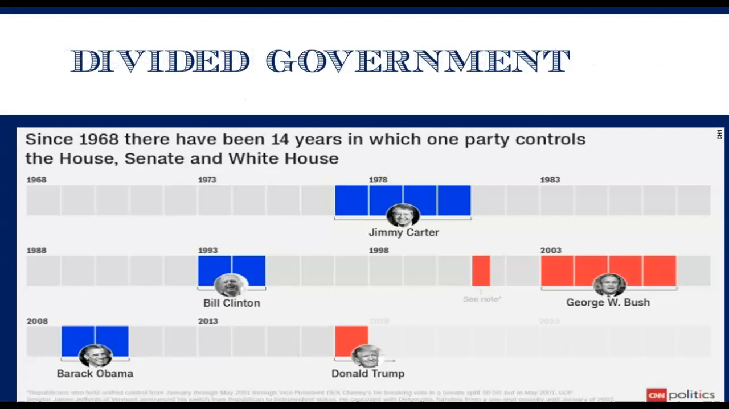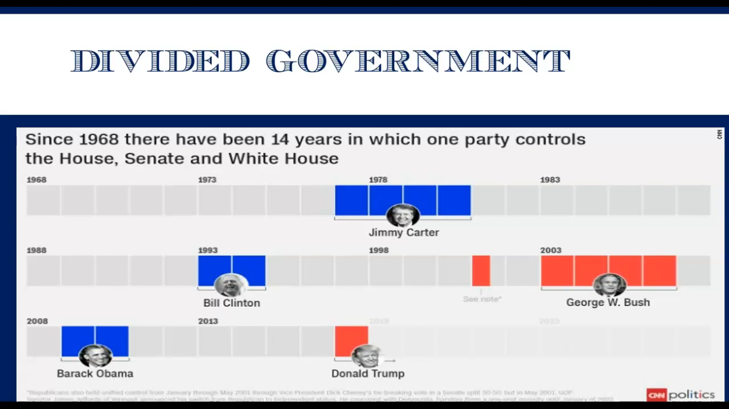Divided government. You can see right here, this talks about how since 1968 there have only been 14 years in which one party controlled all three facets of the government: the House, the Senate, and the White House. It happened under Jimmy Carter, Bill Clinton, George W. Bush, and Barack Obama. It's not current with Donald Trump, but during part of his tenure, it has been.